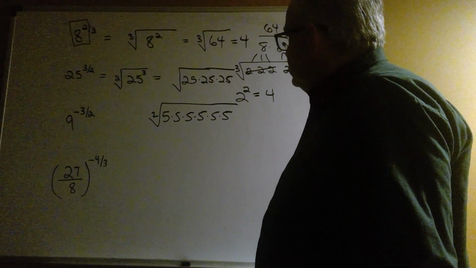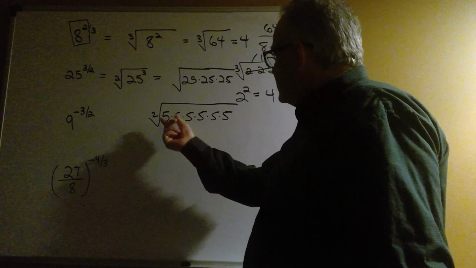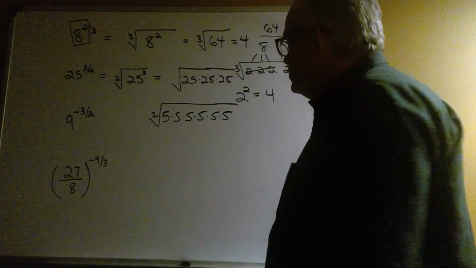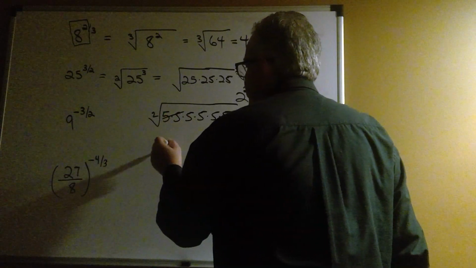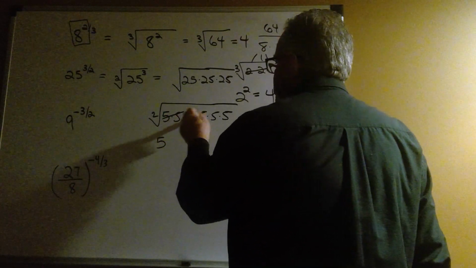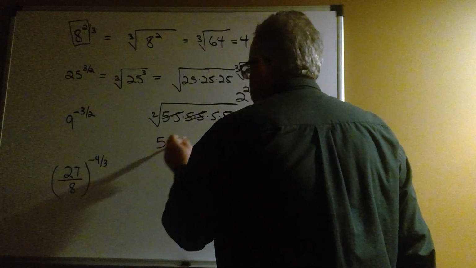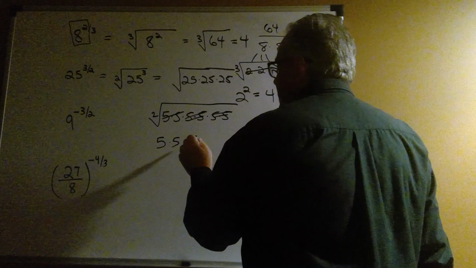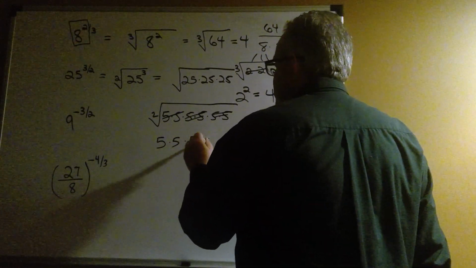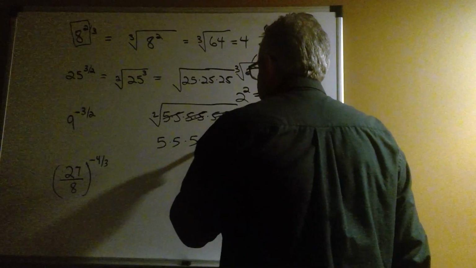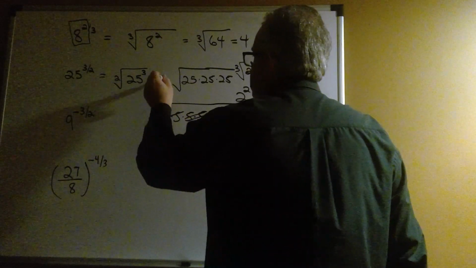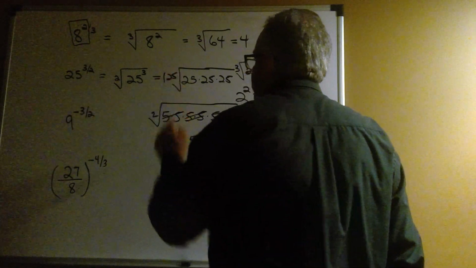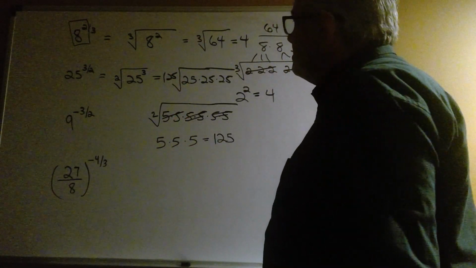So what can I do? For every two of the same number, I'm taking one out. So here I've got 5 times 5, so a 5 comes out. Here's two 5s, a 5 comes out. And two 5s here come out. So it's 5 times 5 times 5. This ends up equaling 125, like so.